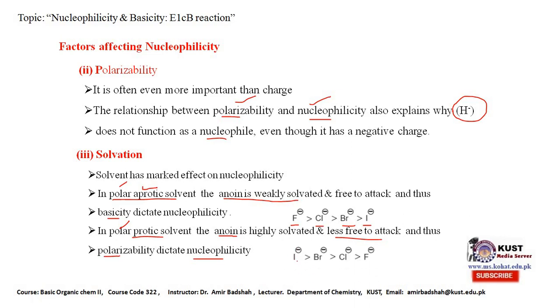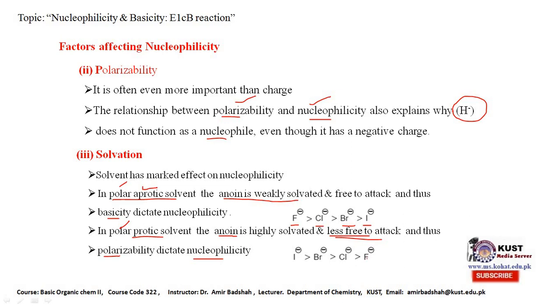In that case, that trend is reversed here. Here the iodide is more nucleophilic than bromide and chloride, and so on. Why? Because here the fluoride ion is more solvated compared to the chloride ion. If it is more solvated, then it will be less free to attack. So that's why its nucleophilicity is low.